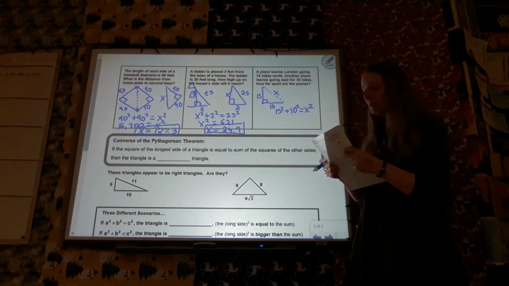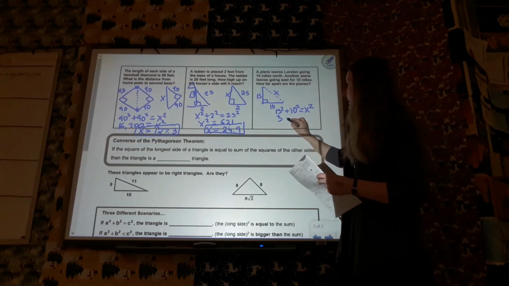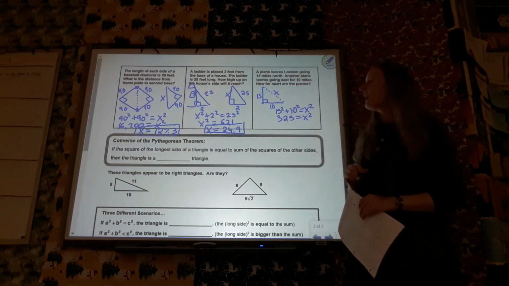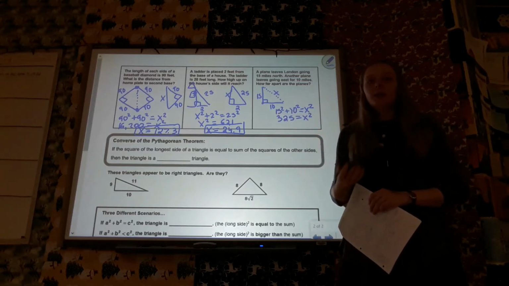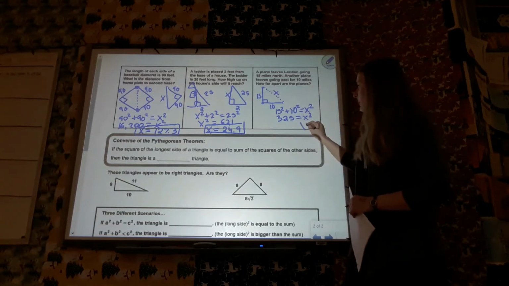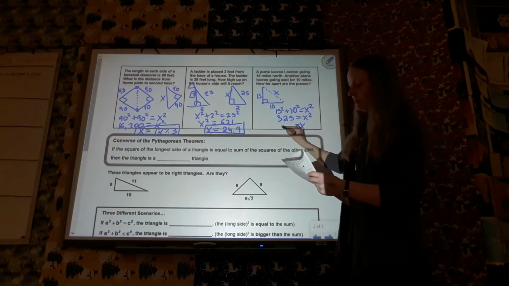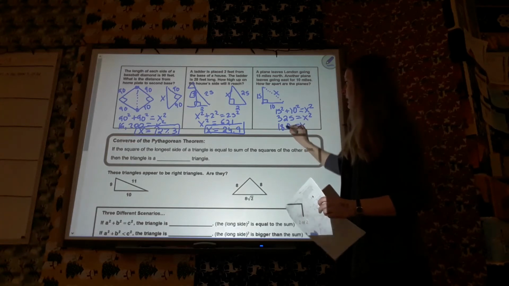Again, it's going to give me a pretty big number. So I have 325 equals x squared when you add those two numbers together. And then again, because it's a word problem, you can give me a decimal. So if you take the square root of that, it is approximately, I think on my notes I have approximately 18.0.